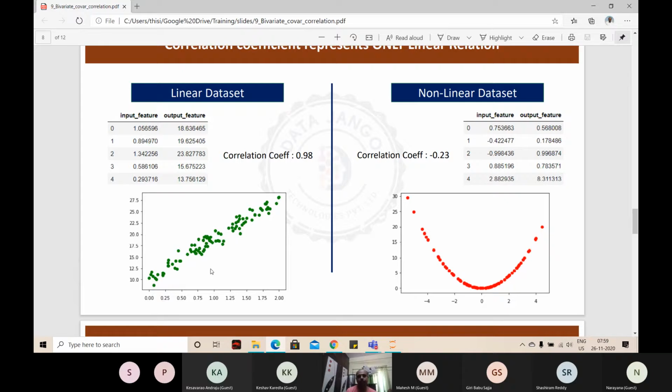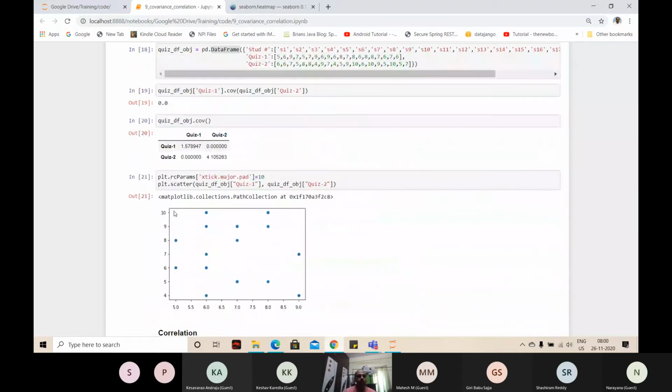I'll say both have a relationship. If you look at this input and output, the output can be represented as x square. What is x square? A parabola, right? Output value is equal to input value square, I can say. Can I say that? Yeah. Right? When I am able to derive an equation, that means there is a relationship. If you look at this data, here, can you derive an equation between x and y, quiz 1 and quiz 2 in this data?